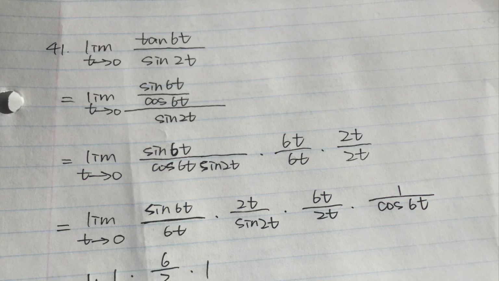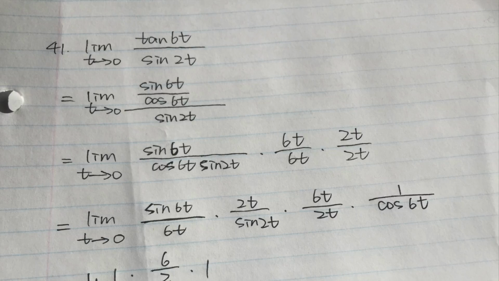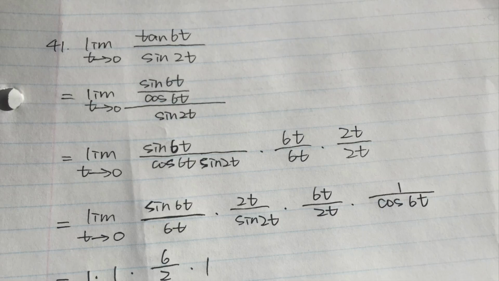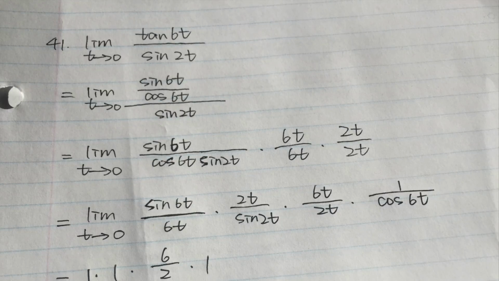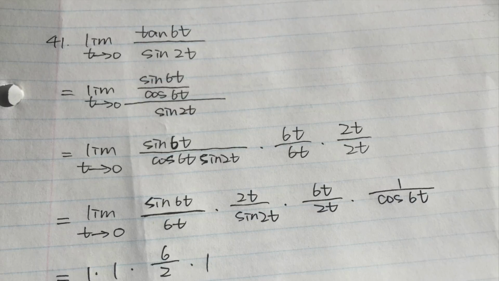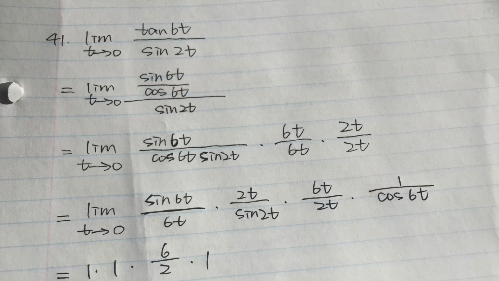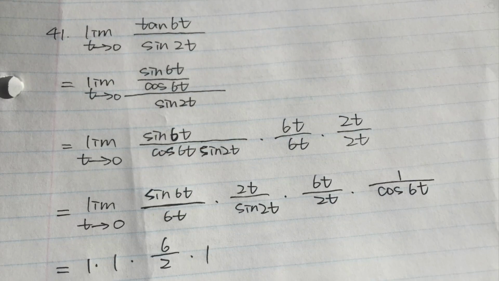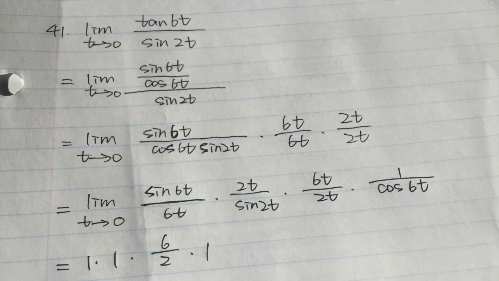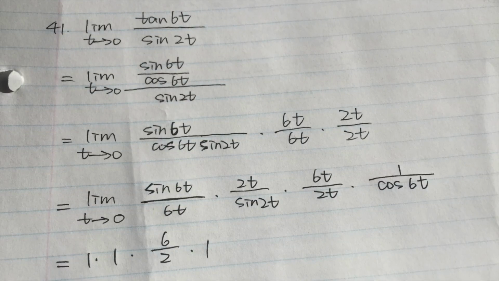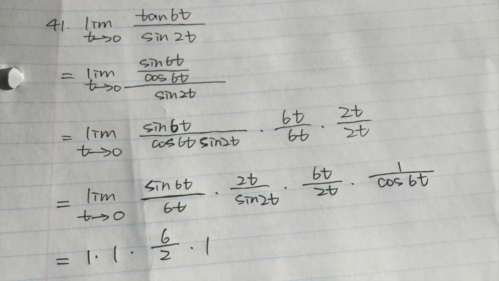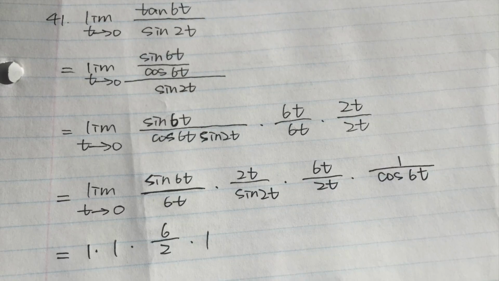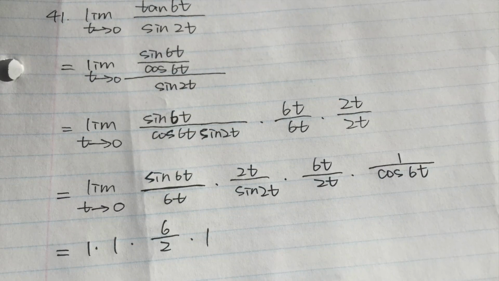The second question is find the limit tangent 6t over sine 2t as t approaches 0. As the first step, we need to rewrite the function because tangent equals sine over cosine. So in the first step, we can get sine 6t over cosine 6t over sine 2t as t approaches 0. Then multiply 6t over 6t and multiply 2t over 2t. Then we can get limit sine 6t over cosine 6t sine 2t times 6t over 6t times 2t over 2t.